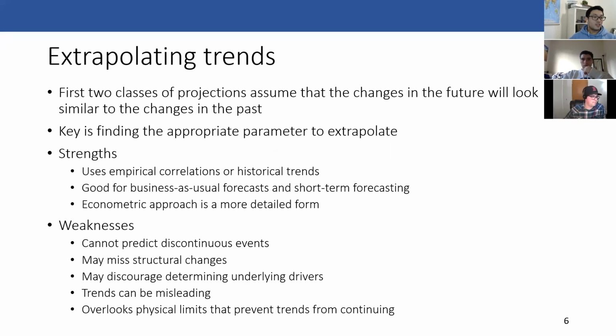So, extrapolating trends. The first two classes of projections assume that changes in the future look similar to changes in the past. And again, that's why we can make these simplifying assumptions: because we have so much information to go off of and to calibrate these average trends, you can have a fairly good picture of what your future looks like in the absence of any intervention.